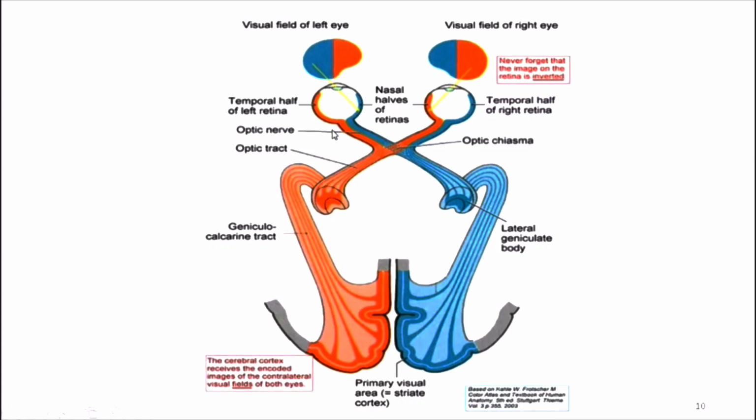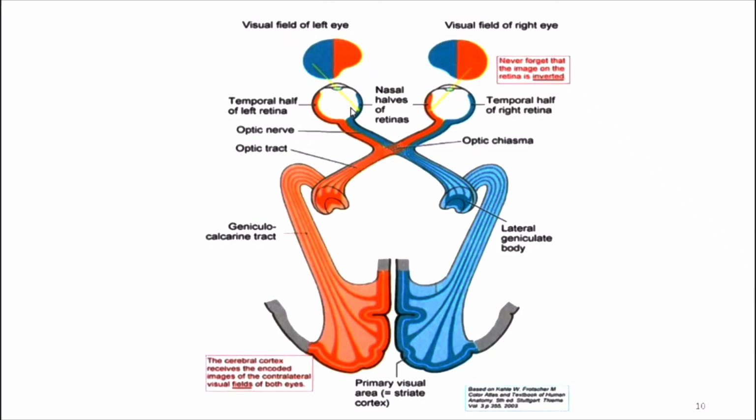So what are the visual receptors here? The rods and cones in the retina. This is the retina; in the eye we have a retina, and in the retina we have rods and cones. What happens here? The fibers from the visual receptors synapse with the dendrites of the bipolar cells of the inner nuclear layer of the retina.